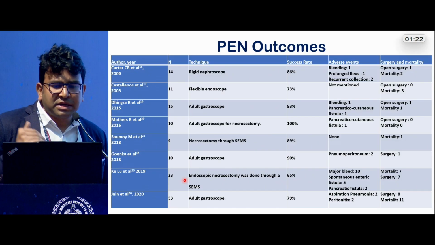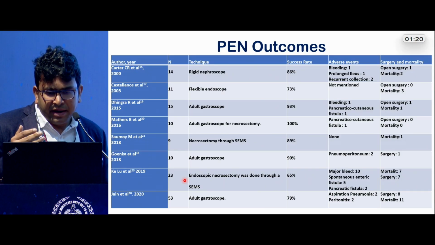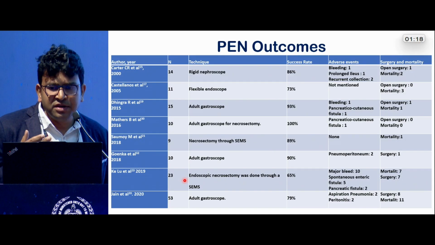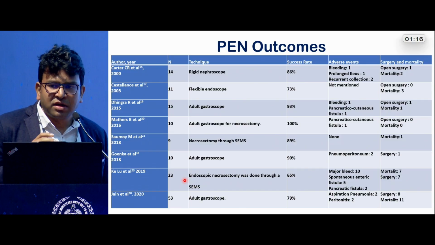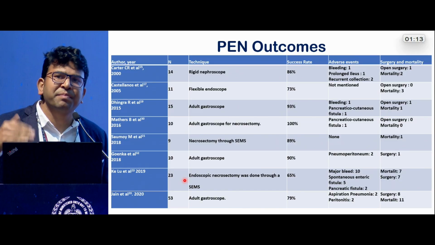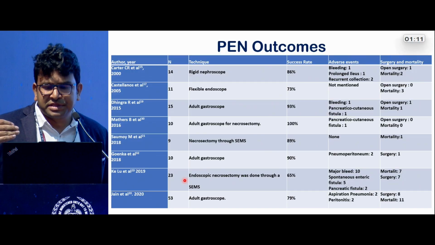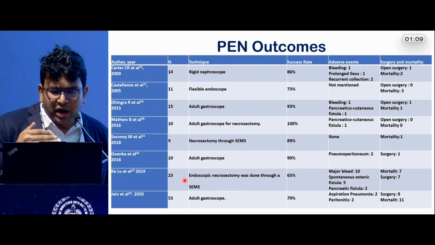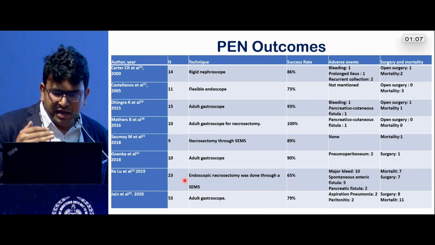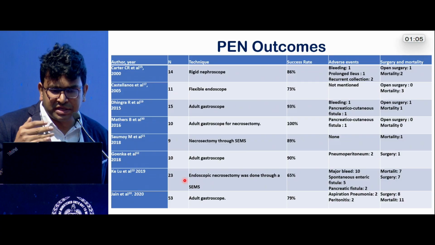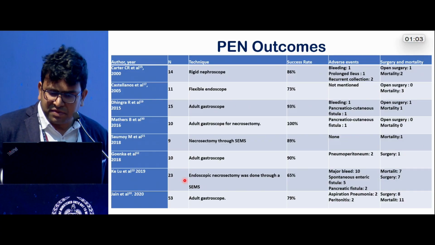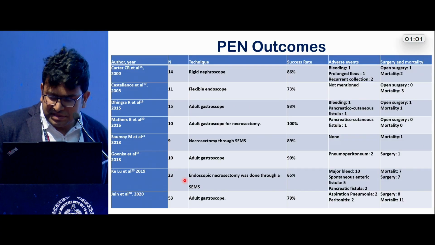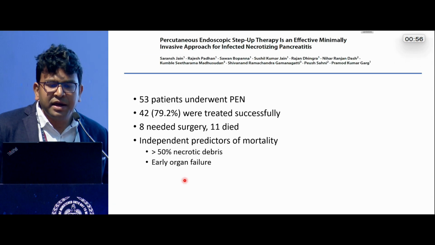So if we discuss the outcomes of PEN, the PEN terminology was initially used by Professor Pramod Garg in his 2015 paper. Subsequently, it was used repeatedly by multiple authors, and we will see these subsequent publications also. Over the years there have been multiple publications, and these are the major studies which have included patients, and the success rate is from 65 to 100%. And we'll discuss some adverse events, but those are not so many if done well.